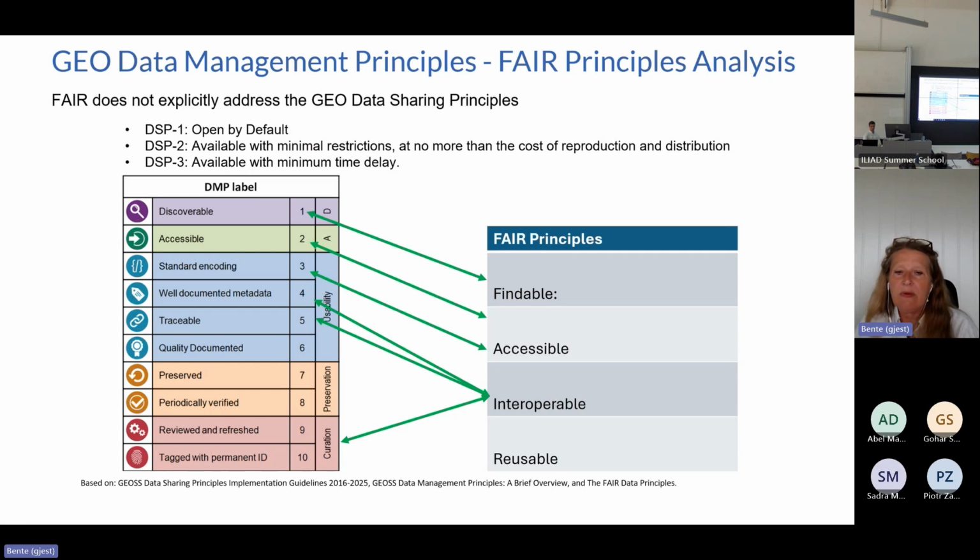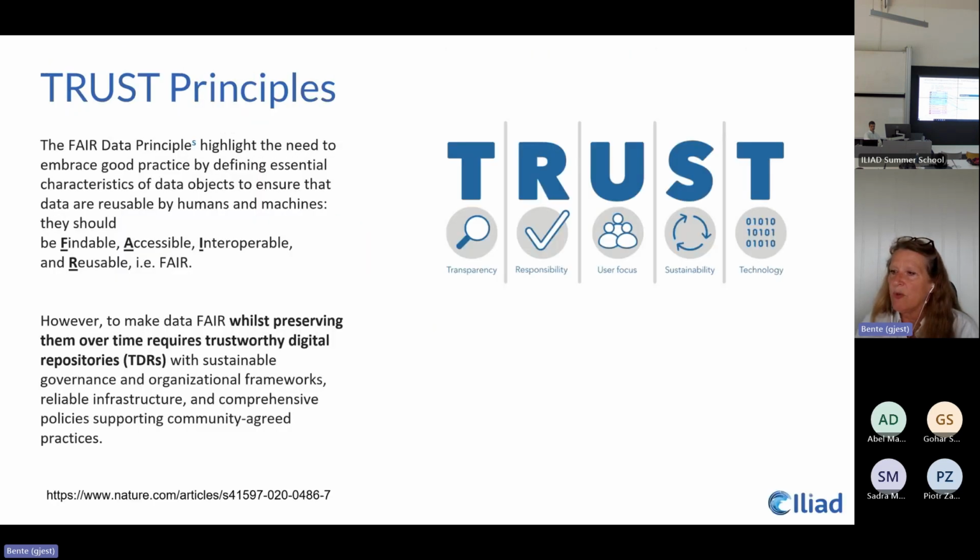We had done an exercise of comparing them. The GEO data sharing principles go further with respect to open by default, and also available with minimum restrictions at no more than the cost of the reproduction and distribution. This is explicitly said along with the minimum time delay. So there are more comparisons here, but I just wanted to show you that.